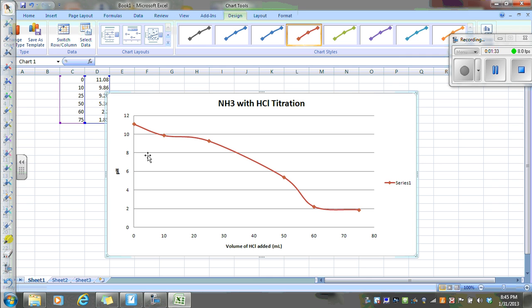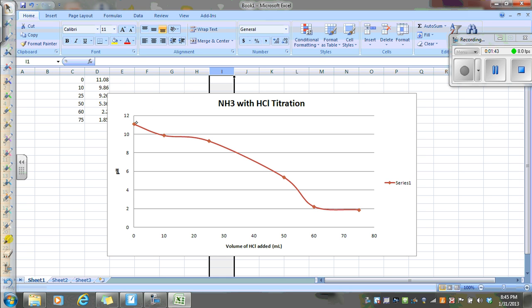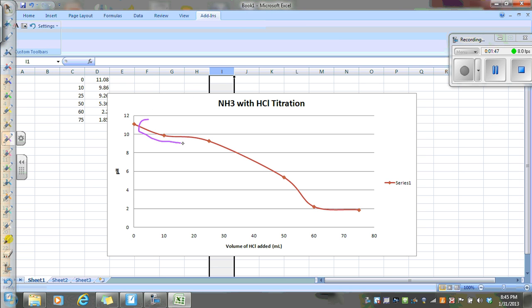Okay, so we started with a weak base. The first thing I want you to notice is that pH is high to begin. Then you've got this real slow kind of decline here. That's that region of maximum buffering.